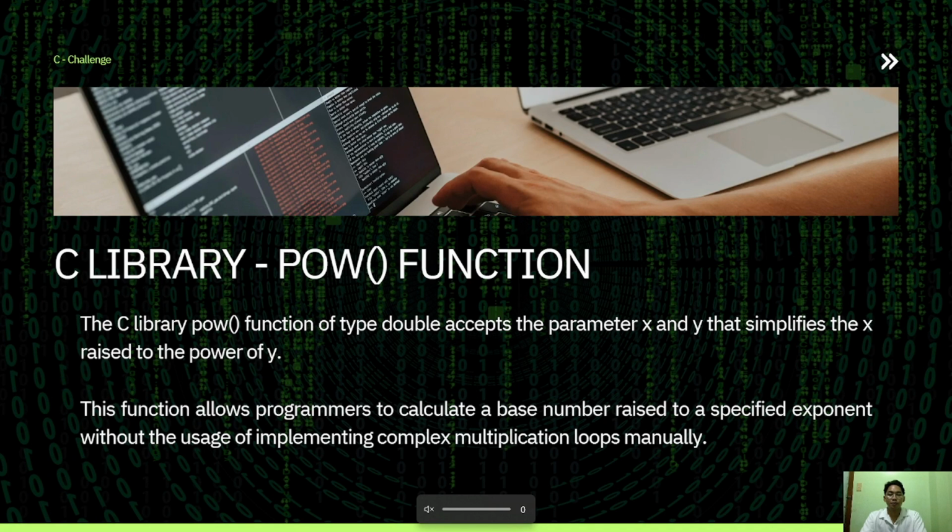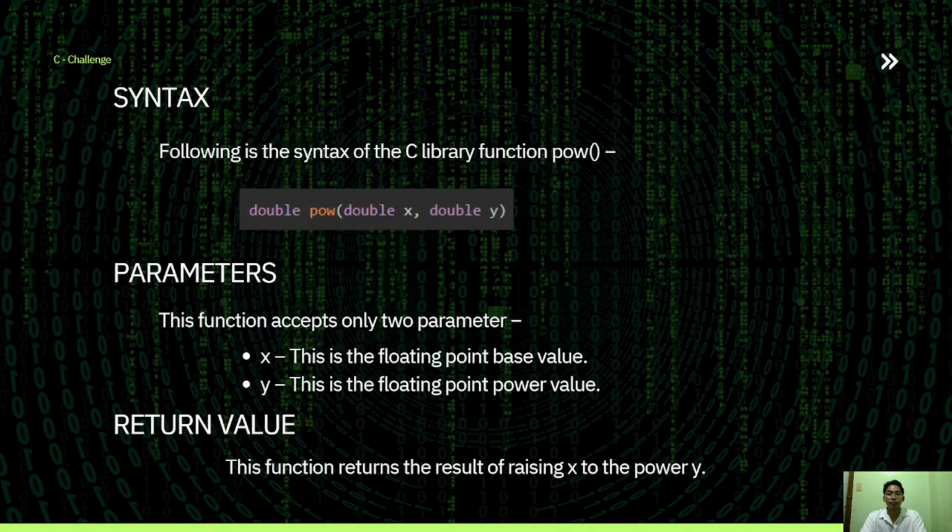So, the C library function pow, of type double, accepts the parameters x and y and computes x raised to the power of y. This function allows programmers to calculate a number raised to a specified exponent without implementing complex multiplication loops manually.